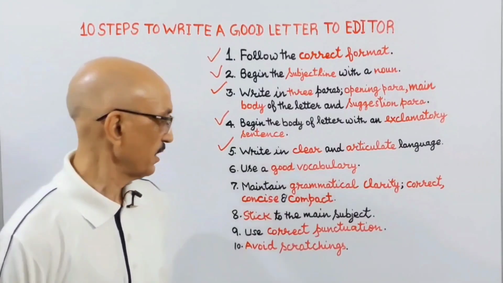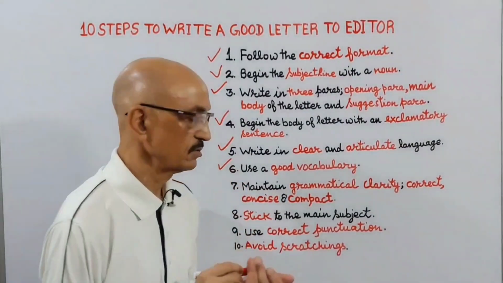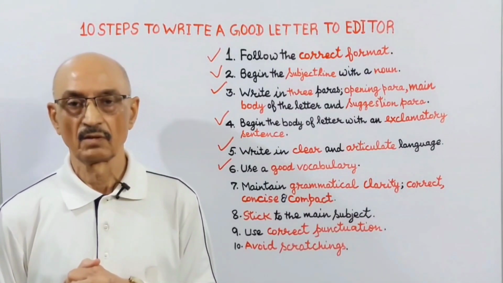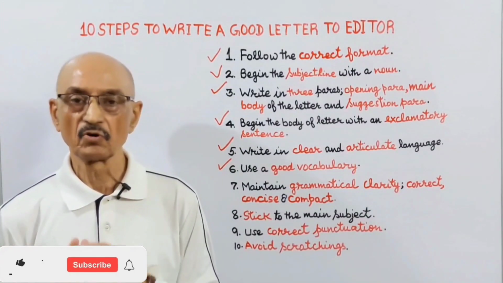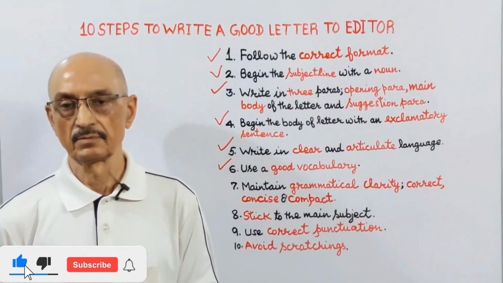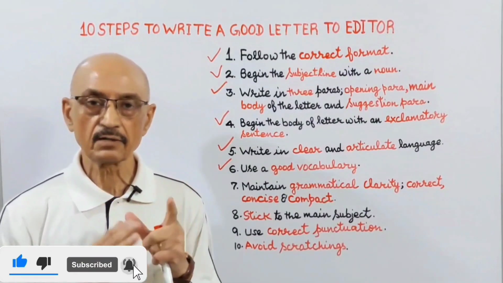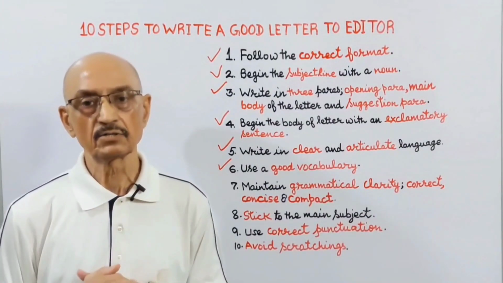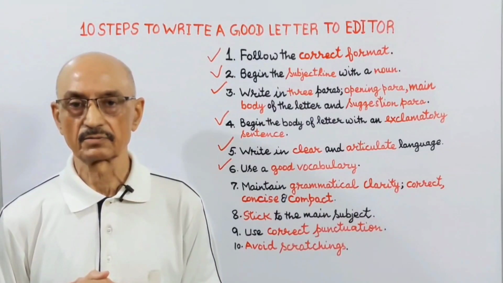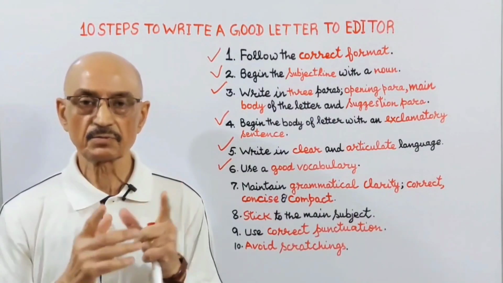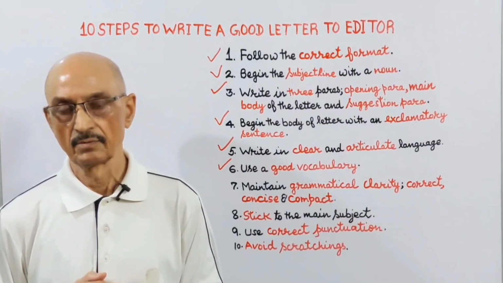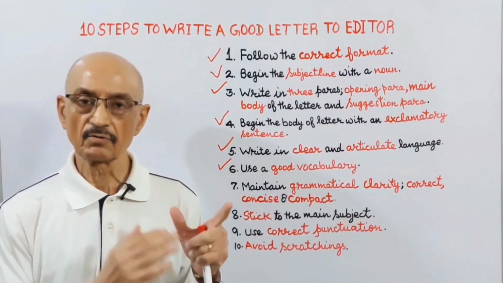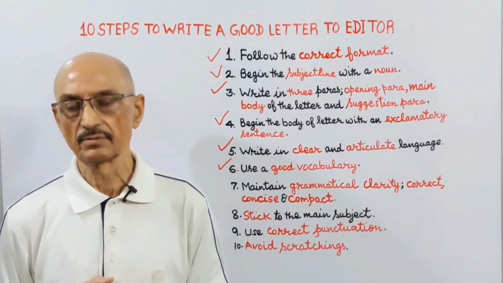The sixth step is use a good vocabulary. This is very, very important. Always try to use the most appropriate words. When you write a good vocabulary, it will get you good marks. Always bear in your mind that it is a language subject, and when you write very good language, you will get excellent marks.